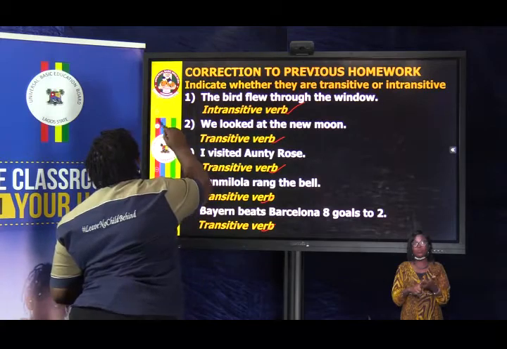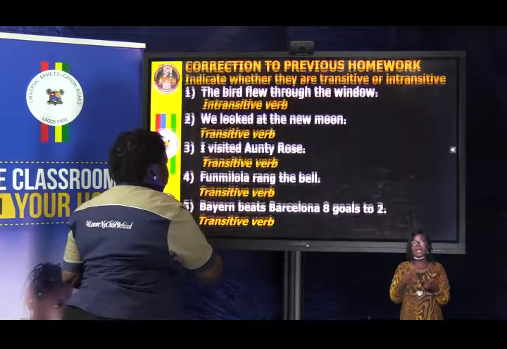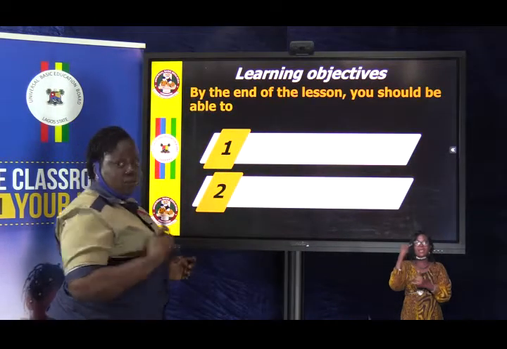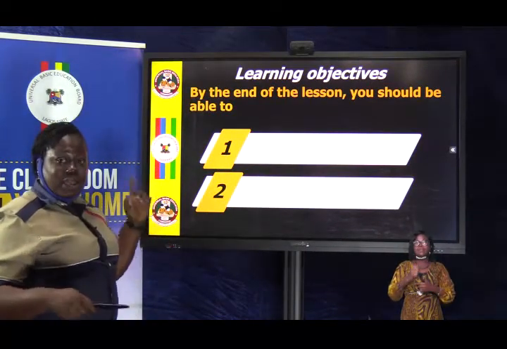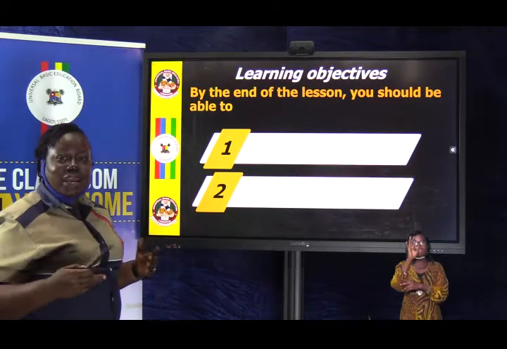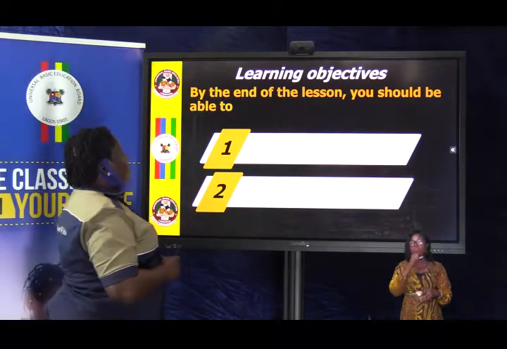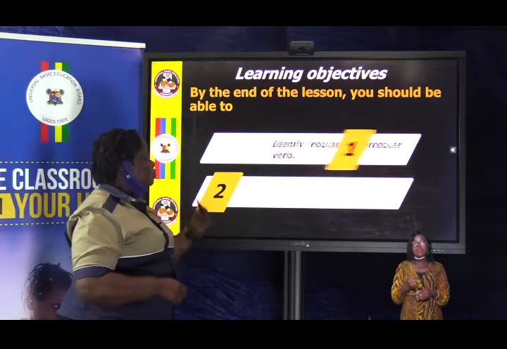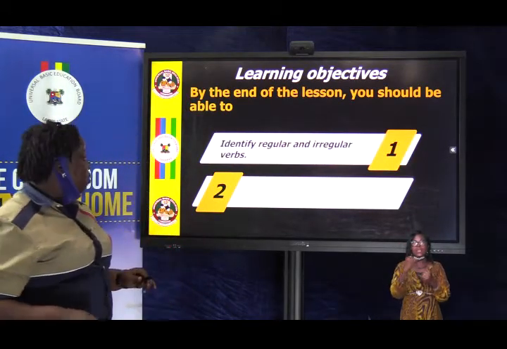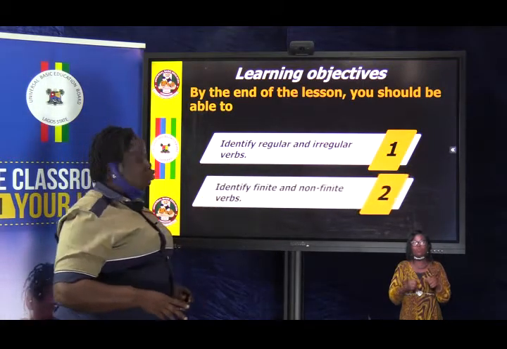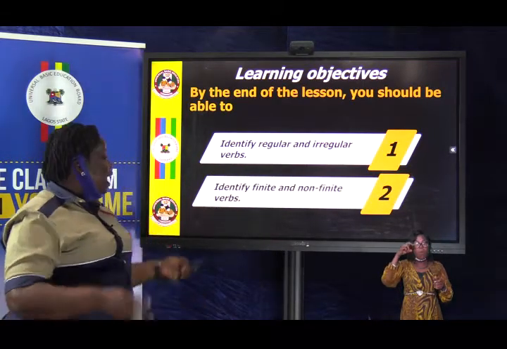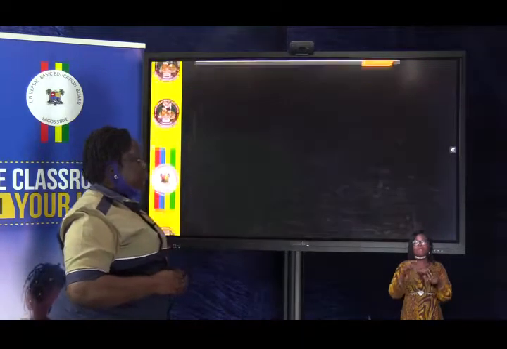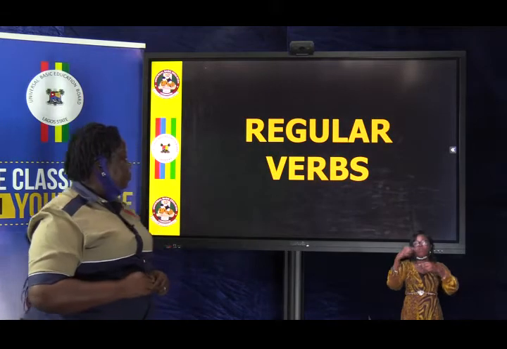Now to the learning objective for this lesson. By the end of today's lesson, we're going to look at regular, irregular, finite and non-finite verbs. So, by the end of today's lesson, you should be able to identify regular and irregular verbs. Not only that, you should also be able to identify finite and non-finite verbs. Let's go into the lesson.